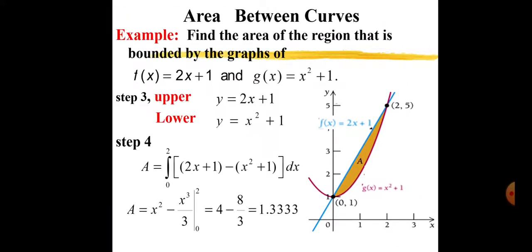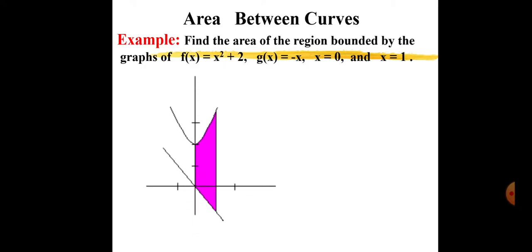Another example, find the area bounded by the curve x squared plus 2 and the line g of x equals negative x, and x equals 0 and x equals 1. First of all, we have to sketch. Here we have x squared plus 2. This is the graph of x squared plus 2. And negative x, this is the line of negative x. x equals 0 here and x equals 1 here.